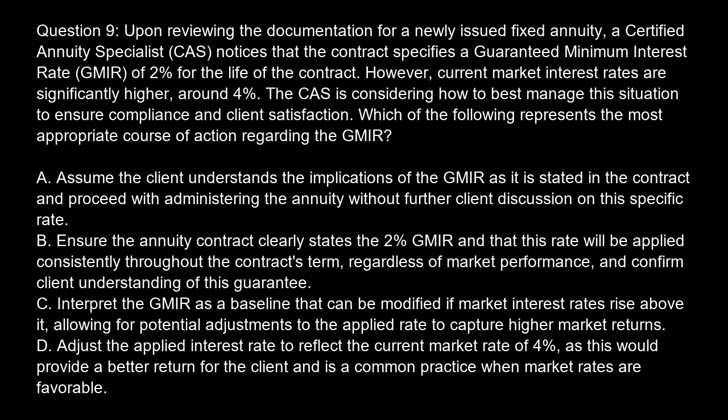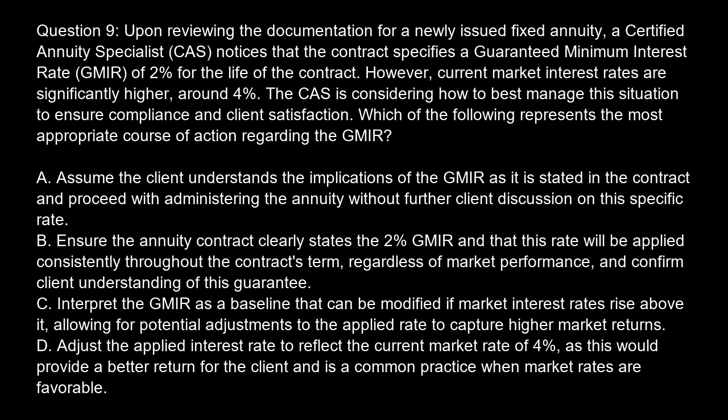Option A. Assume the client understands the implications of the GMIR as it is stated in the contract and proceed with administering the annuity without further client discussion on this specific rate. Option B. Ensure the annuity contract clearly states the 2% GMIR and that this rate will be applied consistently throughout the contract's term, regardless of market performance, and confirm client understanding of this guarantee.